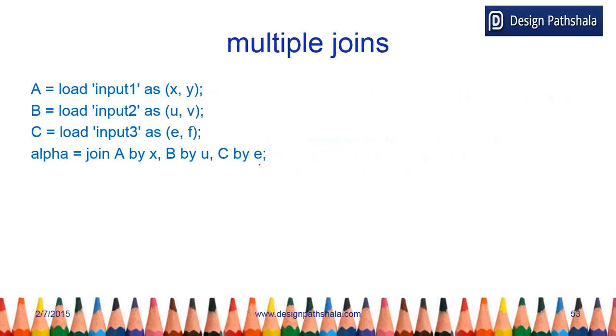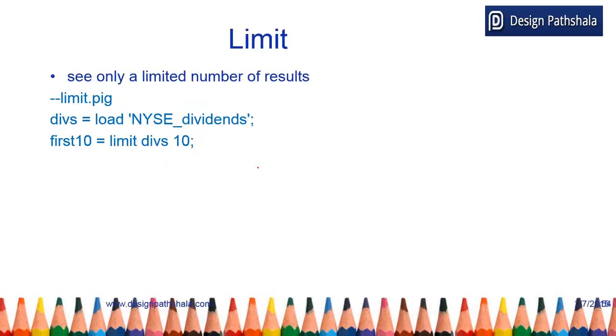And if I want to join three data sets, A by X, B by U, C by E, the three data sets would be joined. So this is how I'll be joining my data. Any questions on the joining part? Okay. Yeah, very much similar, only the little syntax changes, that's nothing else.